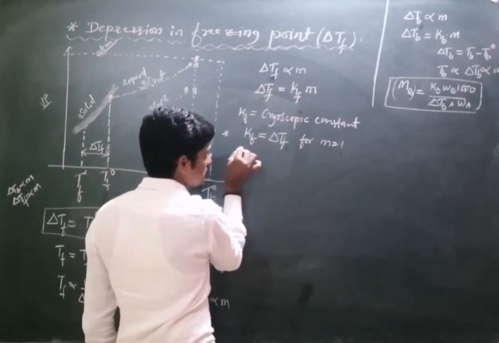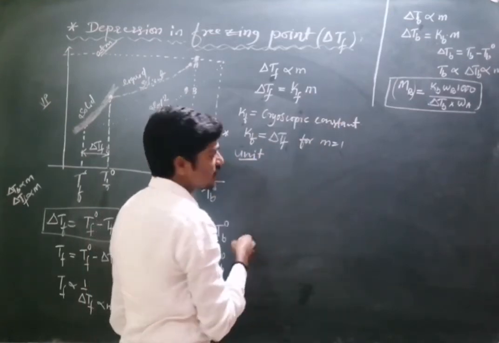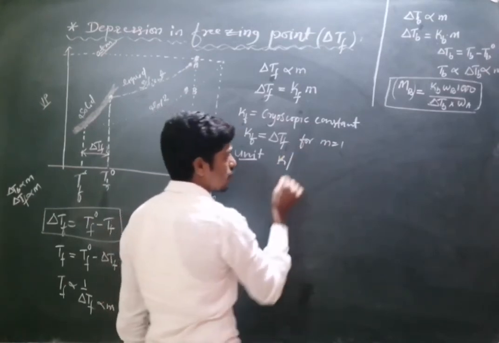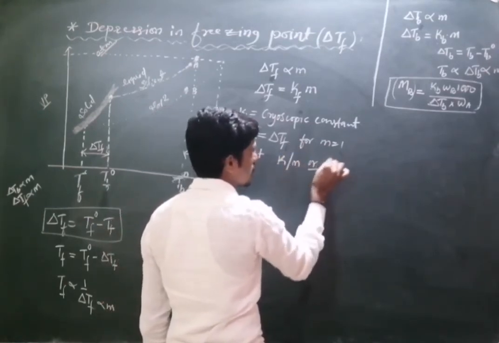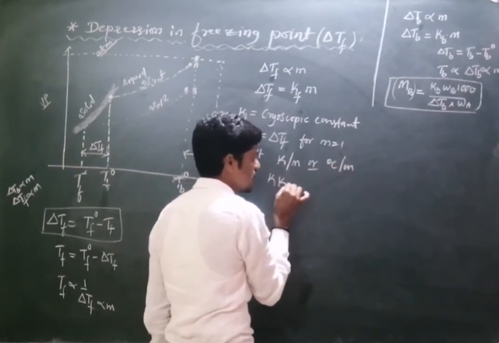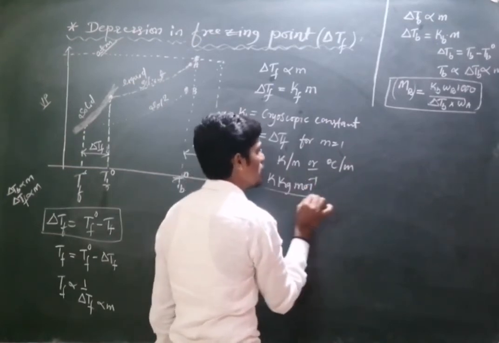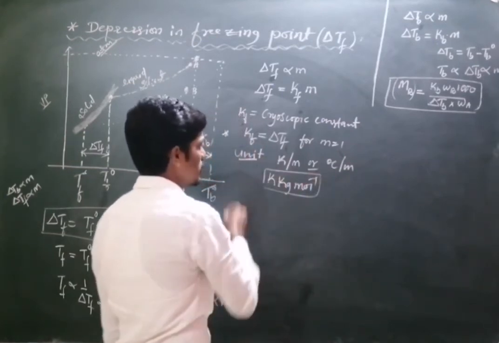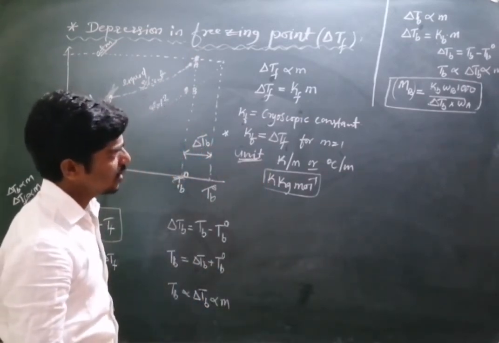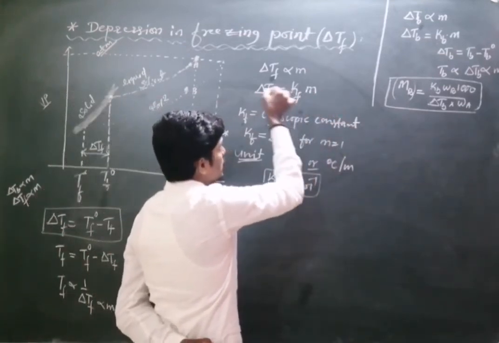What is the unit of this? Its unit is the same for both Kf and Kb. That is Kelvin, that is temperature per mole. Kelvin per mole, or we can call it degree Celsius per mole. But the best unit is Kelvin kg per mole. This is a common unit for both. Unit is the same for both Kb and Kf. Now, molality.